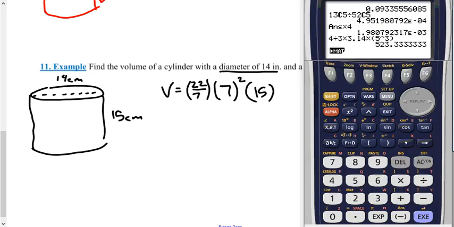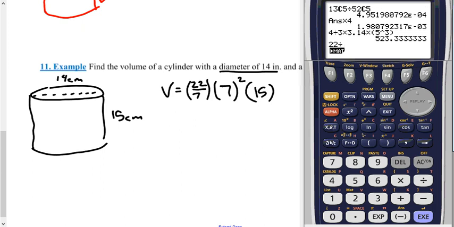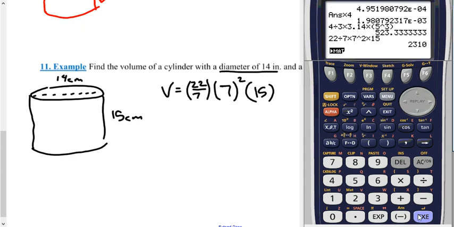Let's go ahead and we'll just come here. So 22/7 times 7 squared. You can also use a little x squared button. Your calculator probably has one of those. And then times 15. Now I didn't use parentheses on any of these because I'm pretty careful with my calculator and I know the order of operations that it's going to do.